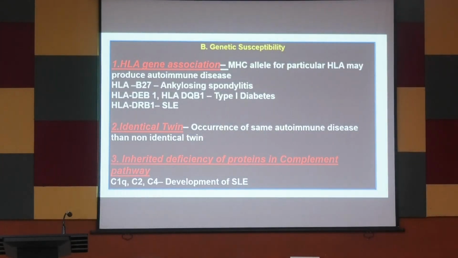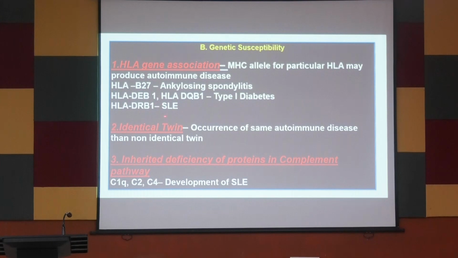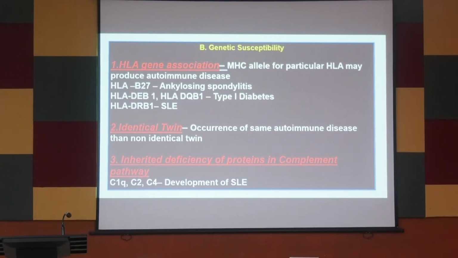Genetically susceptible persons have an HLA gene association: HLA-B27 with ankylosing spondylitis, HLA-DRB1 and DQB1 with type 1 diabetes, and SLE. These are some genetic abnormalities in a susceptible person that produce the associated disease. Identical twins are prone to develop an autoimmune disorder in both of them.